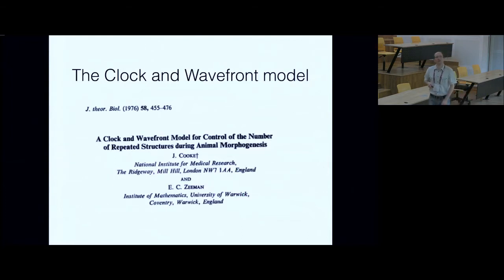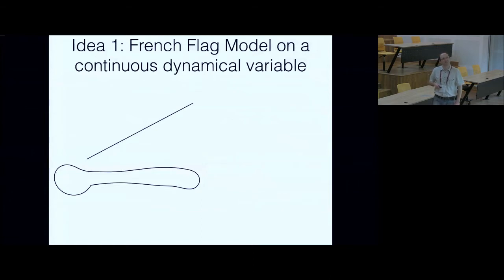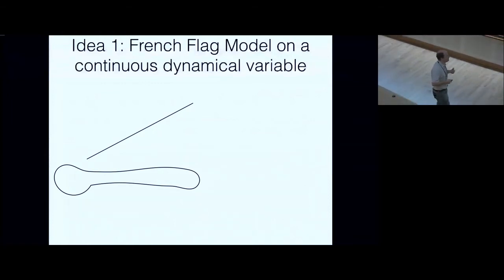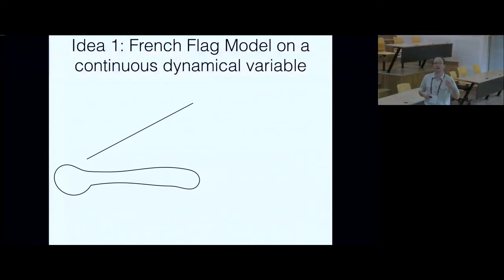So what is the Clock and Wavefront model? The idea is that instead of having a French flag model where you have a morphogen, you use the fact that you have growth in the embryo to define some essentially developmental threshold. Essentially, the 300 levels are not the levels of a morphogen. They're going to be 300 steps in development. And that makes more sense because it's easier to envision many different steps in development rather than 300 thresholds in a gradient.